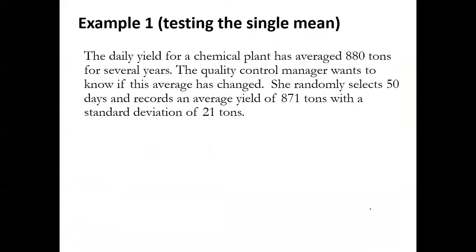So example 1. The daily yield for a chemical plant has averaged 880 tons for several years. The quality control manager wants to know if this average has changed. She randomly selects 50 days and records an average yield of 871 tons with a standard deviation of 21 tons.